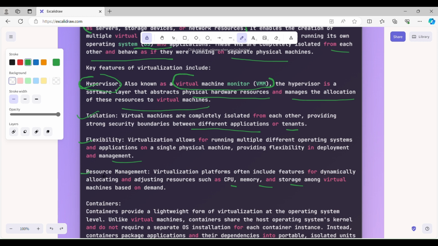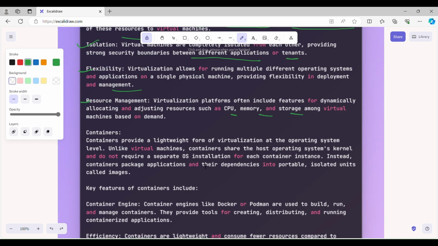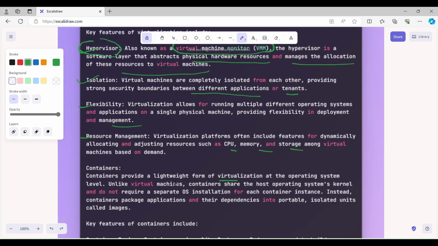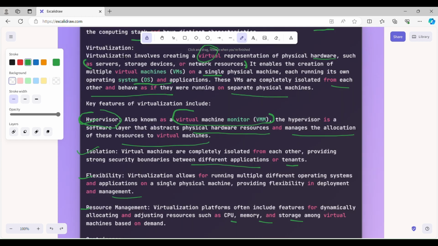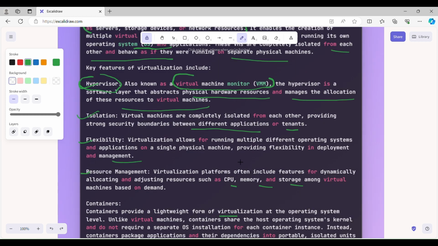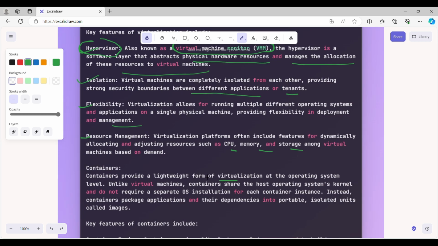I hope that you guys are clear. Now let's read about containers. What are containers? Containers provide a lightweight form of virtualization. This is the lightweight form and that is the heavyweight one, because in virtual machines we use the operating system of a physical machine and allocate memory and so on from the same physical machine. So that is a heavyweight technique, while containers are a lightweight form of virtualization at the operating system level.